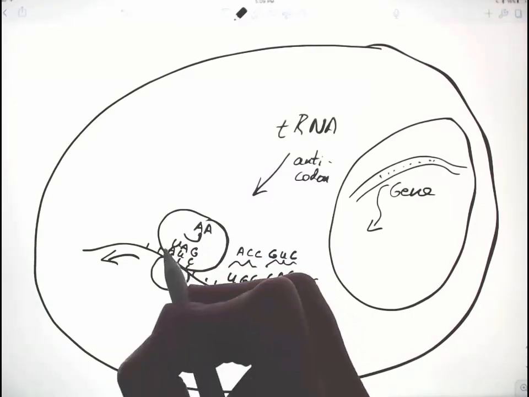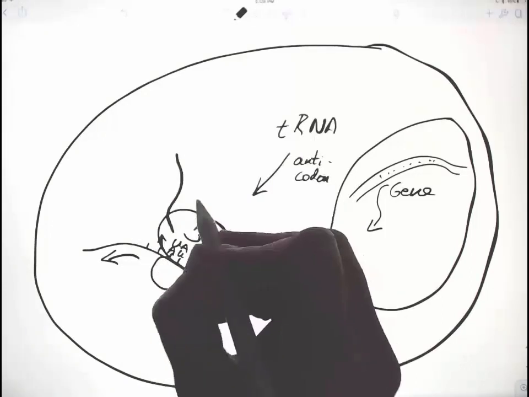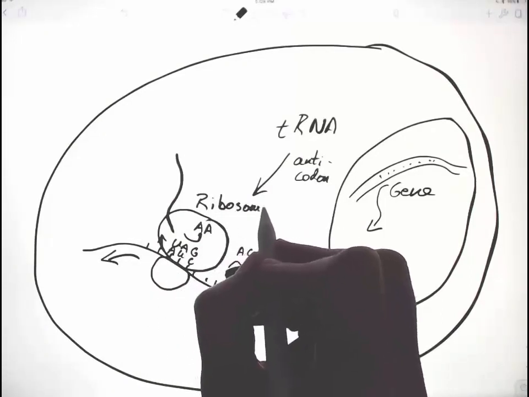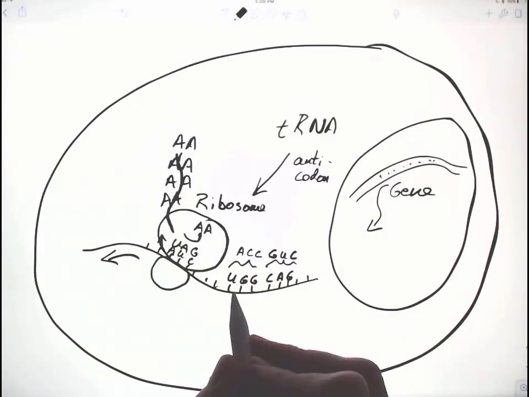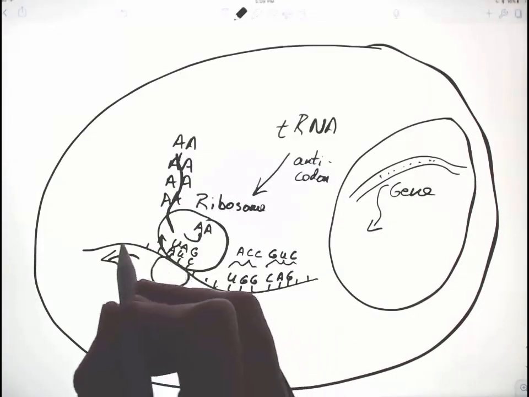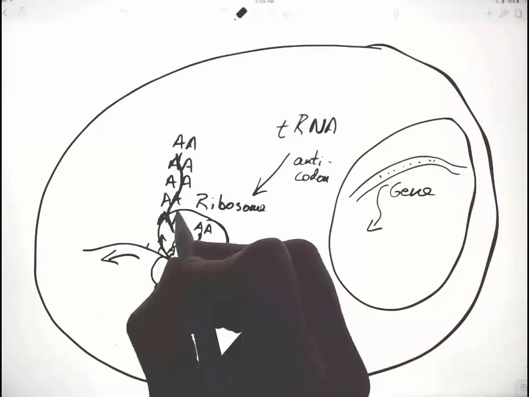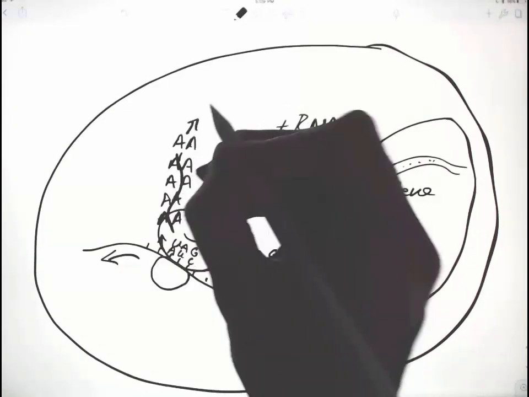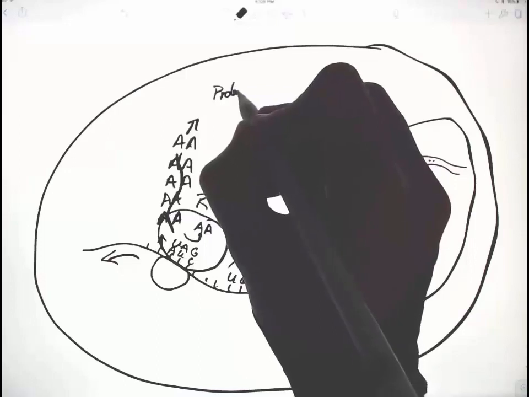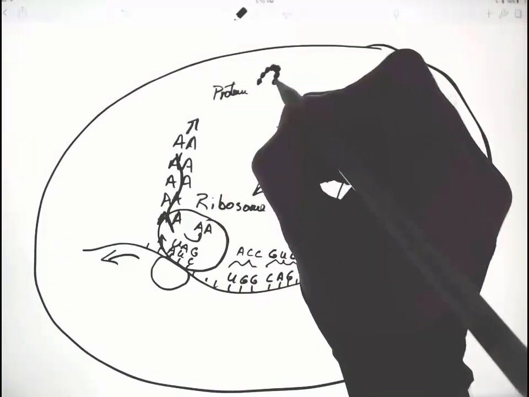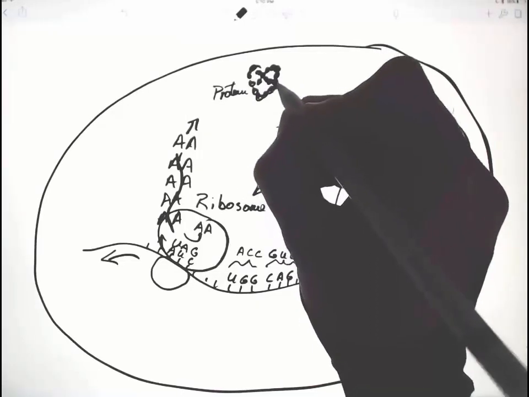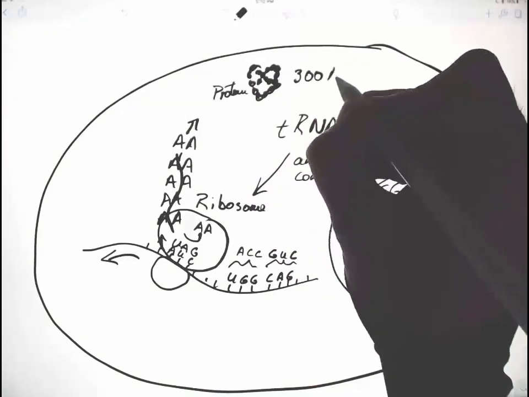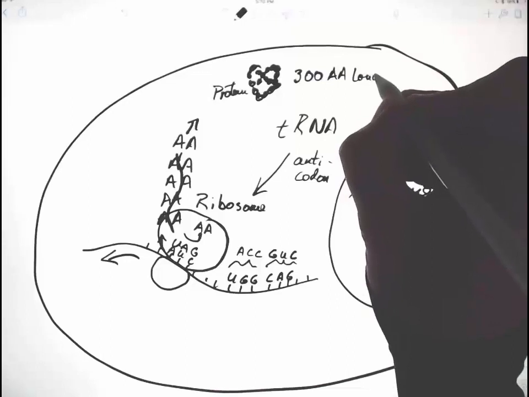And as these codons go through, coming out of the ribosome is a chain of amino acids. With each new codon that runs through the ribosome, one more amino acid gets added to the chain. The final result is a protein, a chain of amino acids that twists around, wrapping around on itself. That protein might be 300 amino acids long.